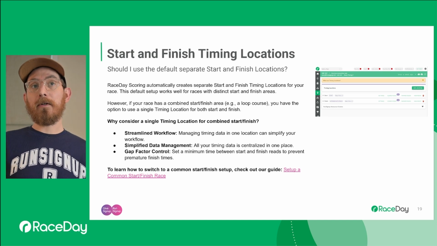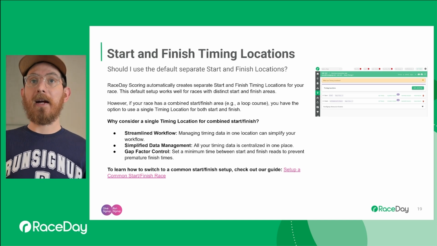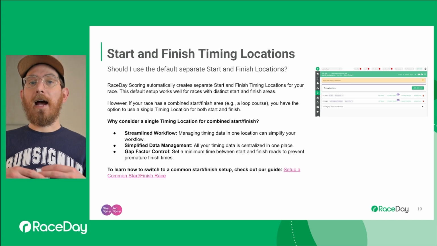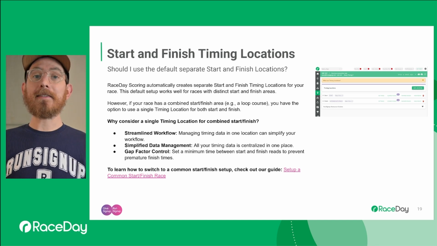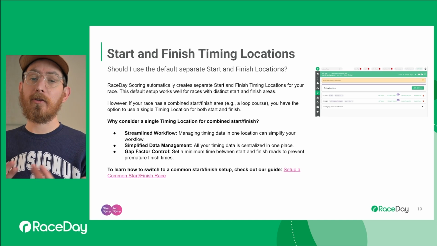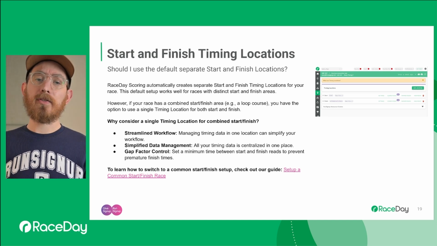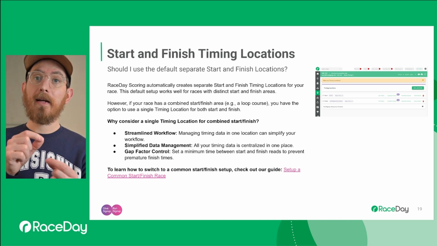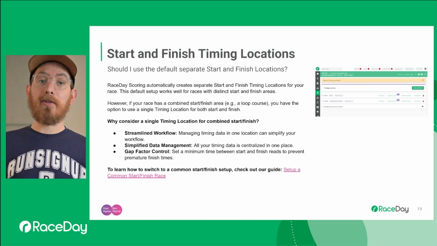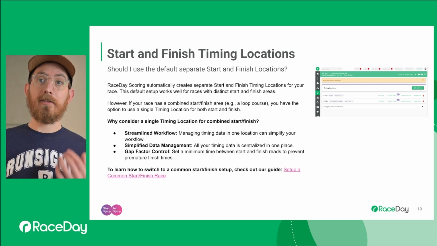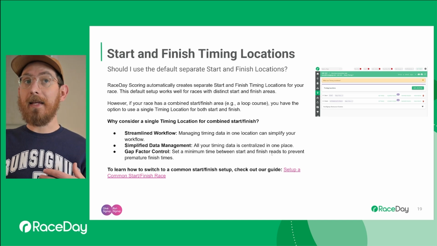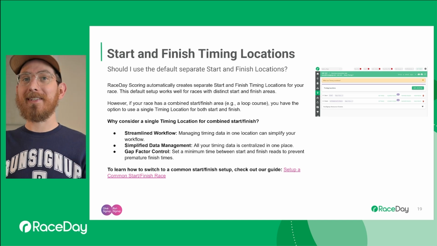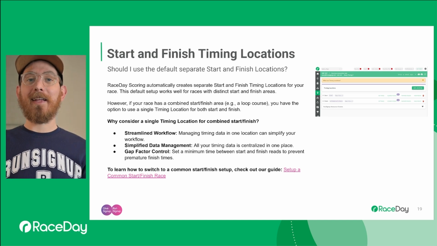And then you have the ability with a common start finish location to set a gap factor, which means you can say, I want to make sure that the minimum time between chip reads for a given person is at least 10 minutes or at least 30 minutes or whatever you want to define. That's really nice for your common start finish scenarios where they are going out on the 5K and then coming back. You don't want to accept a read that would be way too fast. And you can use gap factors to do that. If you want to learn more about how to switch to a common start-finish setup from the default one, you can use this guide right here.